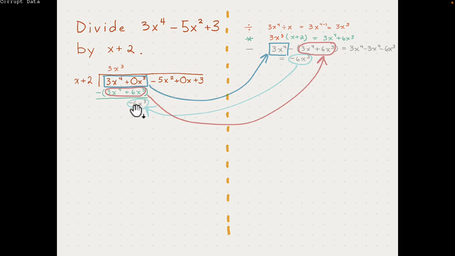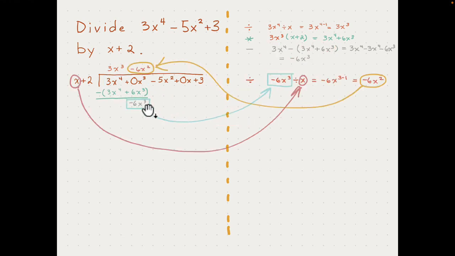So the next step is check. My checking step is to make sure that I no longer have an x to the fourth term. And the next step is bring down. For some reason, I didn't write that quite yet in this example, but you'll see that I'm going to bring down that negative 5x squared. So then I repeat the process.